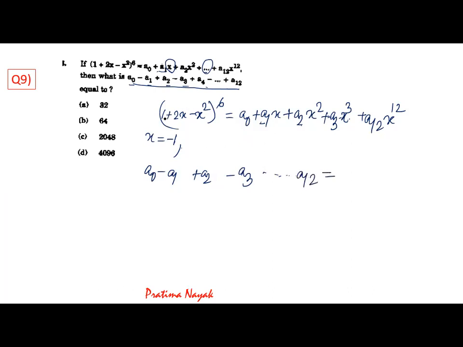What will the left side be? That means here I'll put x equal to minus 1. So be careful to put x equal to minus 1. So 1 minus 2 minus 1, to the power 6. So this will be how much? Minus 2 to the power 6. Minus 2 to the power 6 is equal to how much? It will be 64. So 64 is the answer.